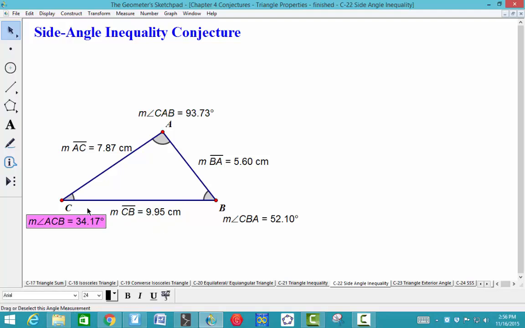Opposite the smallest angle, so if I go across from that, will be the smallest side. For this one, you can just take a picture of what's here and paste it into your dictionary.